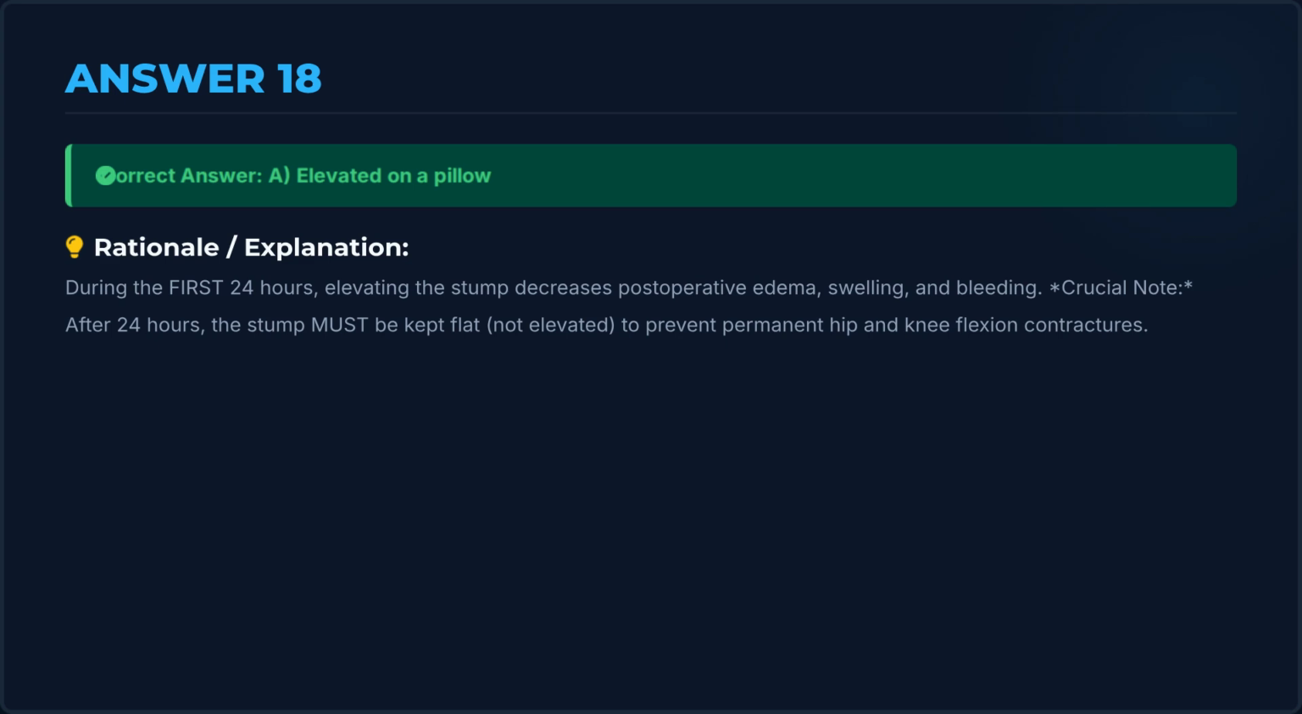Question 18. During the first 24 hours after a below-the-knee amputation, how should the residual limb or stump be positioned? The correct answer is A, elevated on a pillow. Elevation during the first 24 hours decreases postoperative edema, swelling, and bleeding. After this period, the stump must be kept flat to prevent contractures.